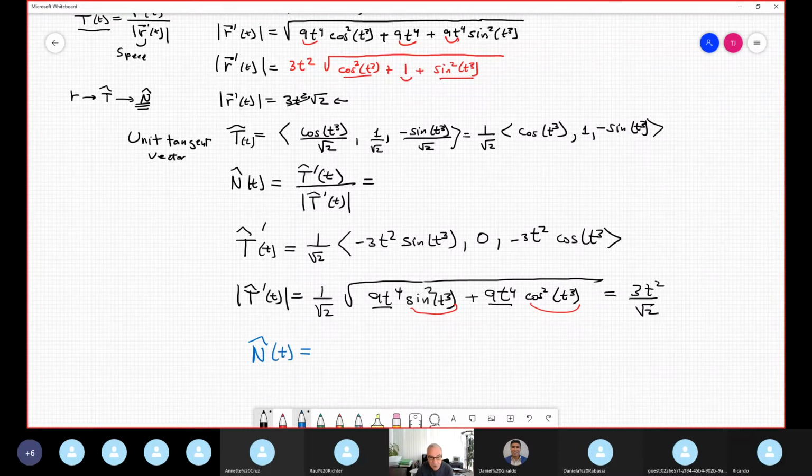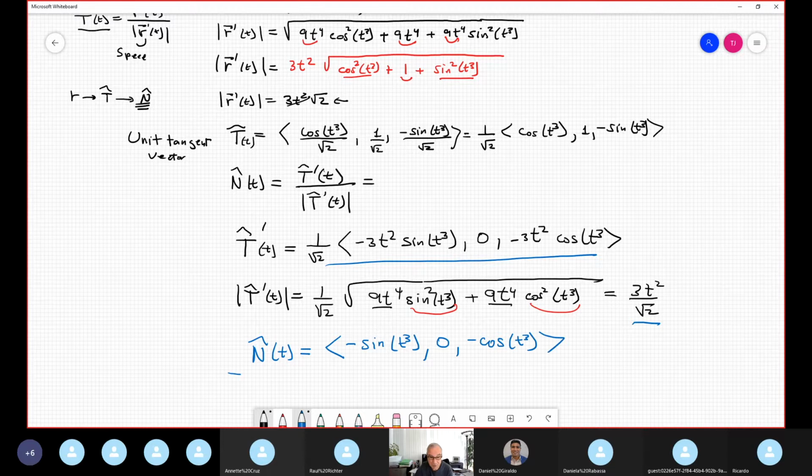for any time is this vector divided by this magnitude. When you divide, it's obvious that 3 radical 2 disappears and t squared disappears. And you cancel out, so what stays is only minus sine t cubed, comma 0, comma minus cosine t cubed. And it's my final answer.